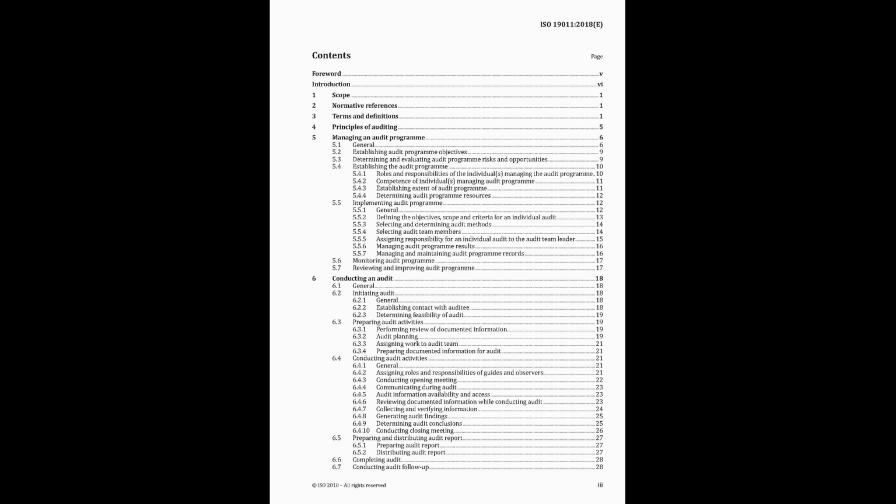Exactly. Now, moving on to subclause 5.5.3, which deals with selecting and determining the audit methods. Okay, so now that we know what we're auditing and how we're going to measure performance, we need to figure out how we're actually going to conduct the audit. Exactly. And the standard recognizes that there are different ways to conduct audits and that the best approach will depend on the specific circumstances. Okay, so what are some of the options?